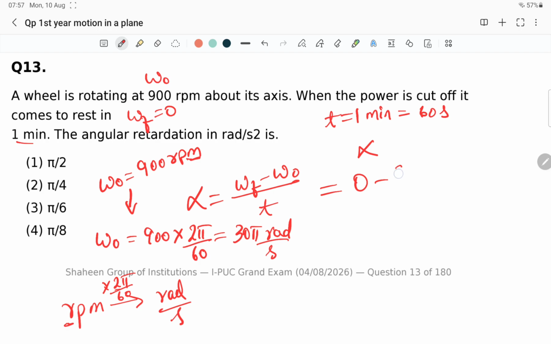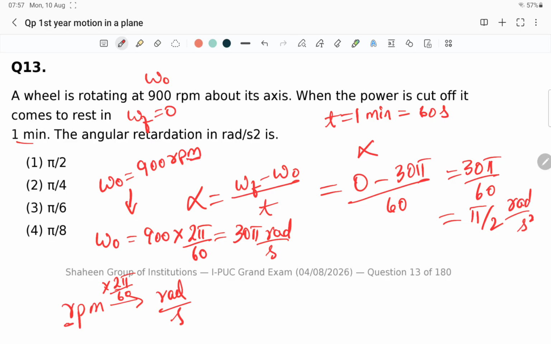So 0 minus 30 pi by 60 seconds. So that is 30 pi by 60, that is pi by 2 radians per second square. What happened to the minus sign? Already told, it is retardation. So since he has not mentioned minus, you can directly take pi by 2 as the retardation, in radians per second square.